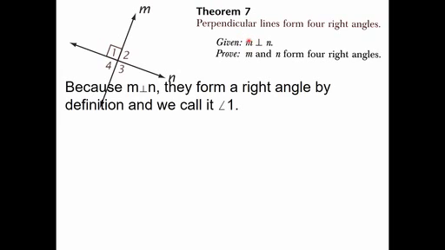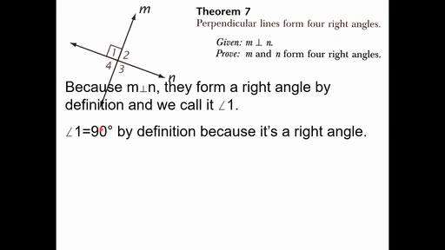Because M and N are perpendicular in the given, they form a right angle by definition, and we call it angle 1. Angle 1 is 90 degrees by definition because it's a right angle.